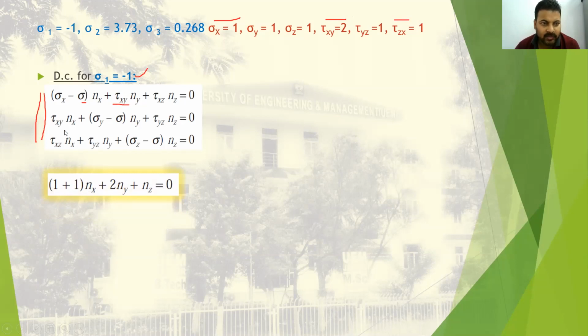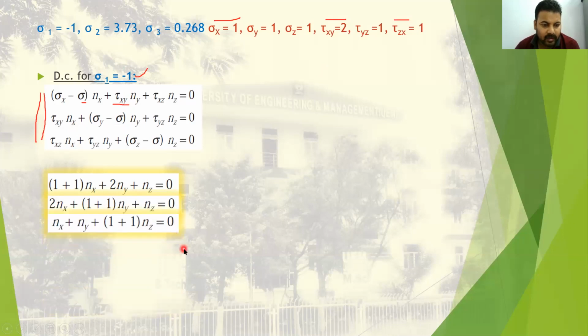Now in the next step, we have the value of tau xy. So tau xy is equal to 2. So 2 nx, sigma y minus sigma y equal to 1, and sigma 1 equal to minus 1. So again it is 2 nx plus 2 ny plus 2 nz. Similarly, the third step has come. On further solution, we can get the equation like this.